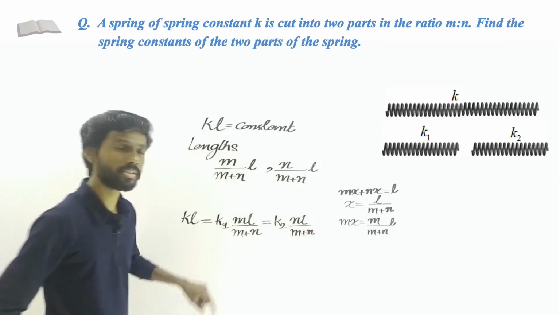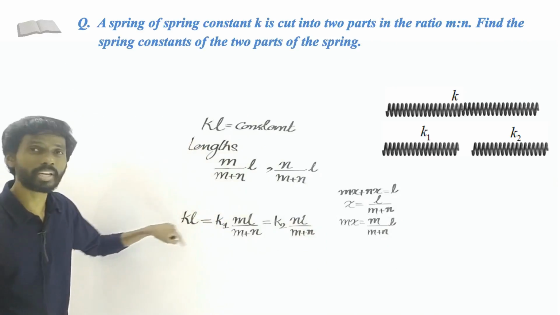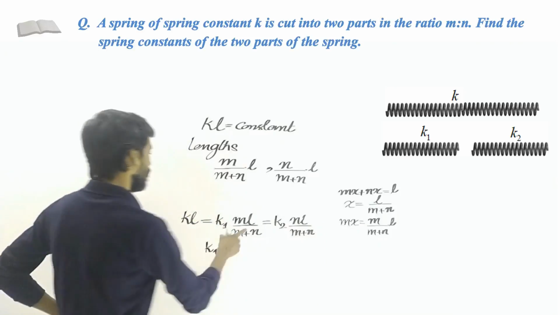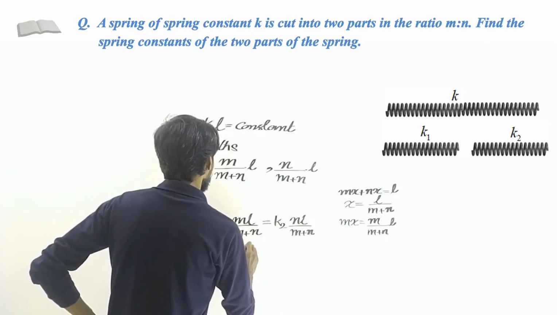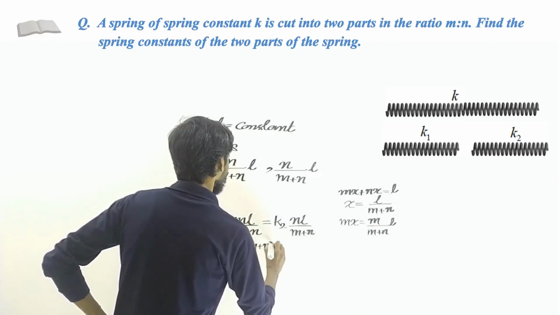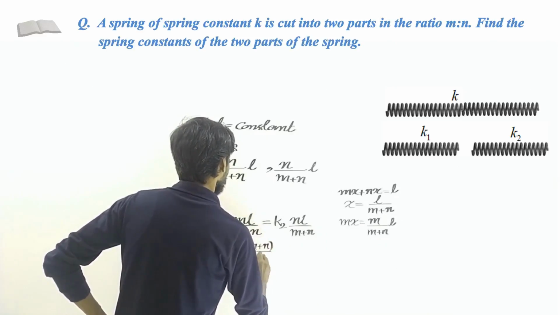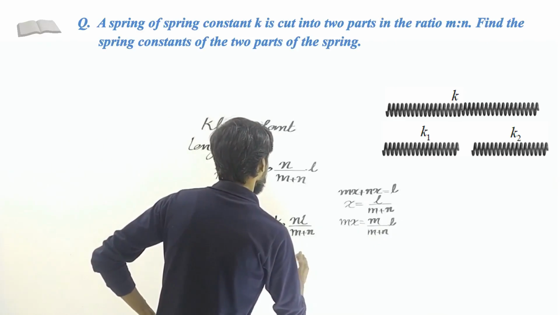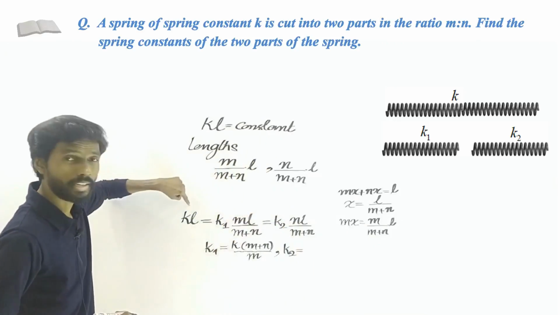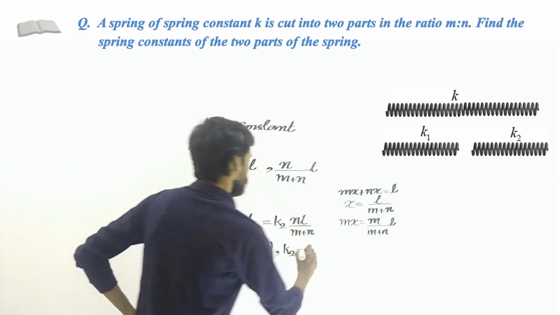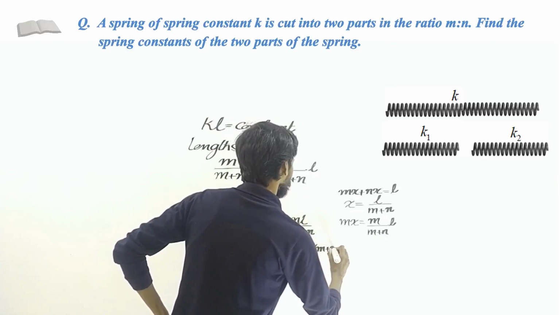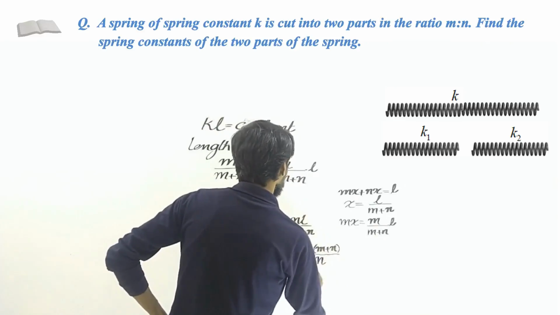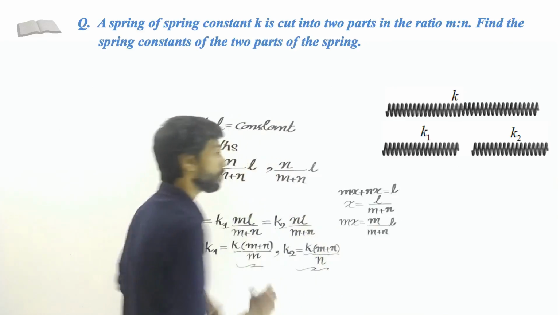Alright, so that will give you the value of K1. Equating these two, we get the value of K1. So K1 equals, so L gets cancelled, so this is K multiplied by m plus n divided by m. That's the value of K1. Similarly, you can find K2 by equating these two expressions. Now this K2 equals K multiplied by m plus n divided by n. So these are the spring constants of these two parts.